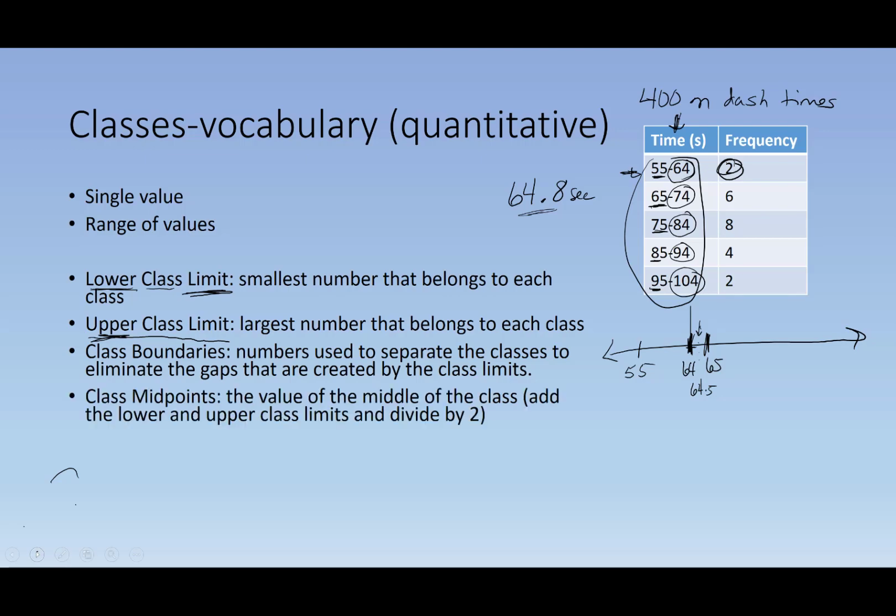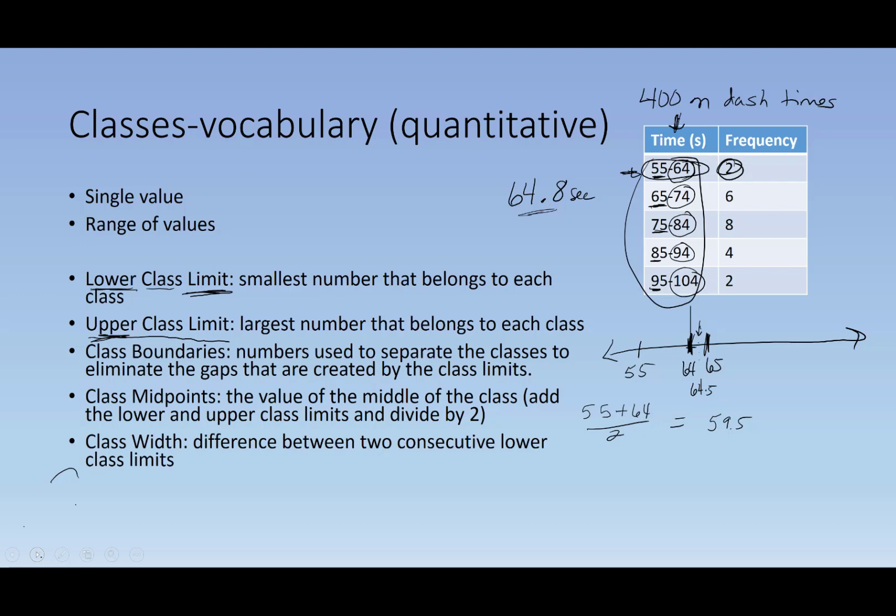Now we also have class midpoints. That is the midpoint, so the middle of a particular class. Now to find it, we would add the lower and upper class limits of a particular class and then divide it by 2. So for example, if we wanted to find the midpoint of our first class, we would take 55 plus 64, divide that by 2, and that's going to give us 59.5. So that would be considered our class midpoint for the first class, and we could do that for any of these classes up here.